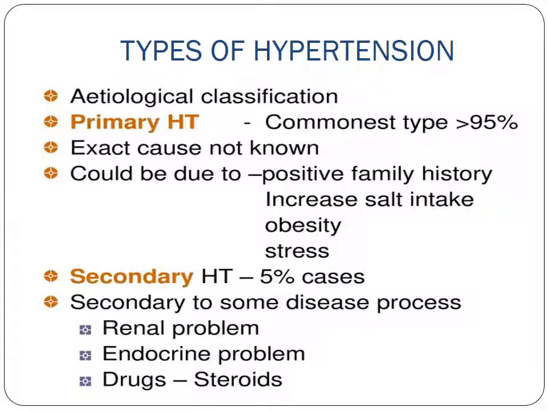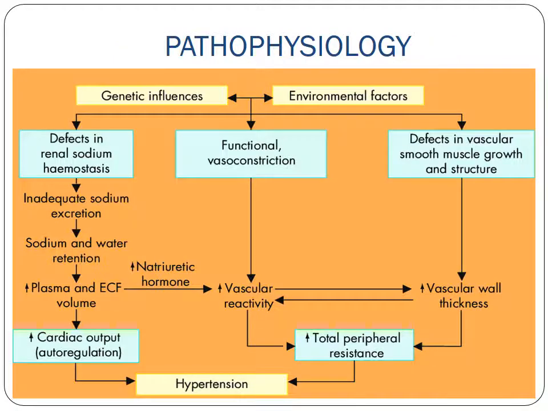and oxygen. The types of hypertension can mainly be classified as primary hypertension and secondary hypertension. In primary hypertension, the exact cause is not known. It could be due to a positive family history, increased salt intake, obesity, as well as stress. Whereas secondary hypertension can be due to other secondary conditions or comorbidities, which, as I mentioned, can be related to your renal or endocrine systems, or due to certain drugs and other conditions related to the heart as well. So this is the classification of secondary.